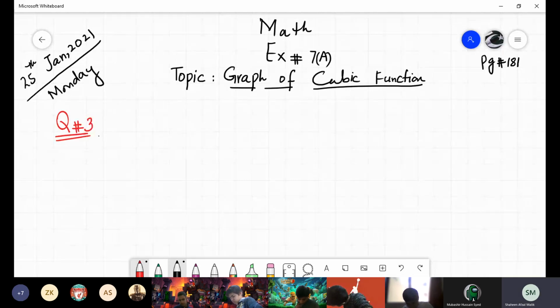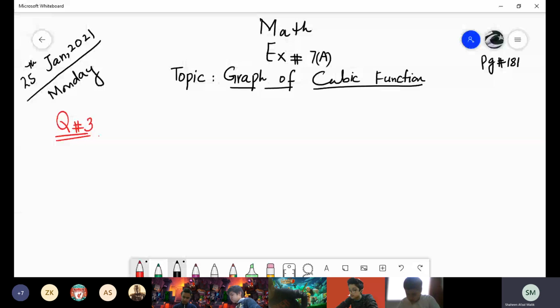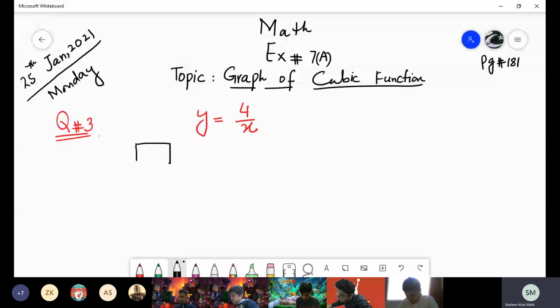Yes, boys. If you look at your question number 3, which function is given to you? Y is equal to 4 by x. This is a reciprocal function. So the equation is y is equal to 4 by x, and the table given to you is in this form. Just wait.